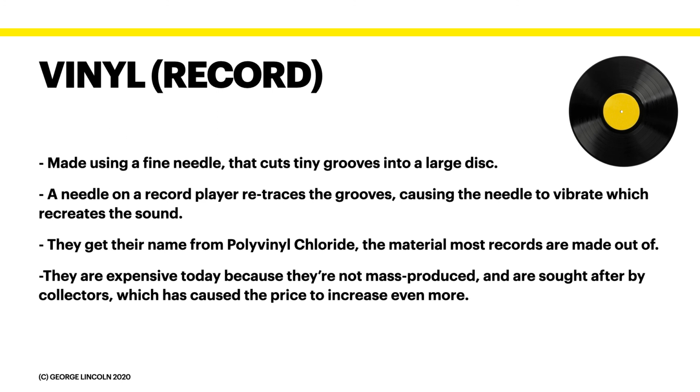Finally, let's talk about vinyl. Vinyl is made using a fine needle that cuts tiny grooves into a large disc like the one you see on the right. A needle on the record player then retraces the grooves, causing the needle to vibrate, which recreates the sound. They get their name from polyvinyl chloride, the material most records are made out of. They are expensive today because they're not mass-produced and are sought after by collectors, which has caused the price to increase over time.